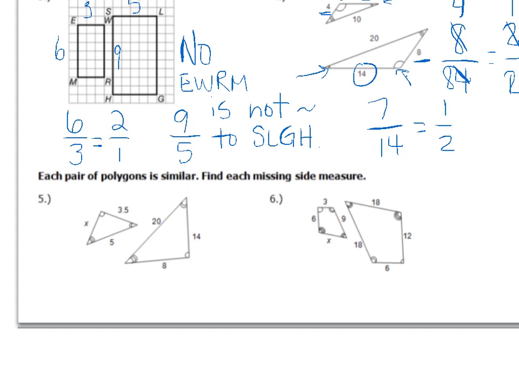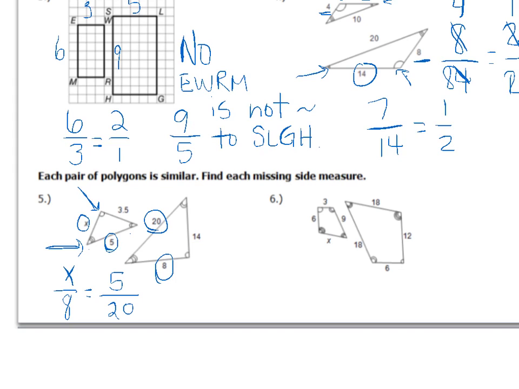So for questions 5 and 6, we have each pair of polygons is similar. Find each missing side. In number 5, we're trying to find x. And because x is in between 1 dash mark and 3, we're looking to match it up with the corresponding side of 8. So x/8 equals another ratio, and we can pick any that we want. So let's do a nice number like 5 instead of the 3.5, and that's in between 2 dash marks and 3 dash marks. So that would correspond with the 20.